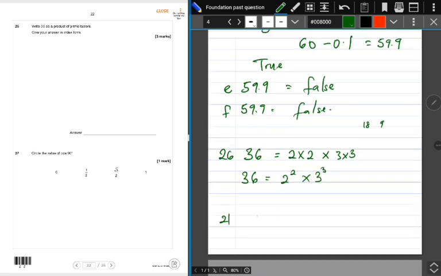Question 27. Write down the value of cos 90. These are actually simple when it comes to trigonometry. So the value of cos 90 is 0. It's also known as 0.